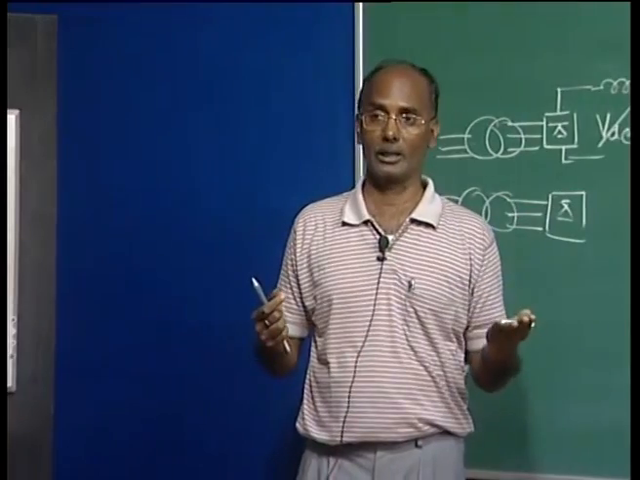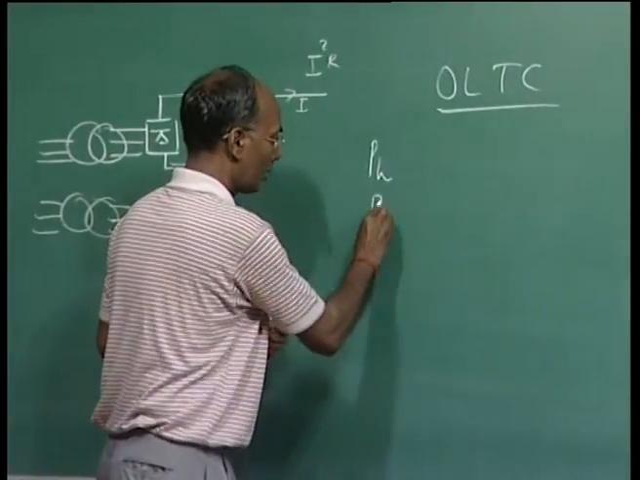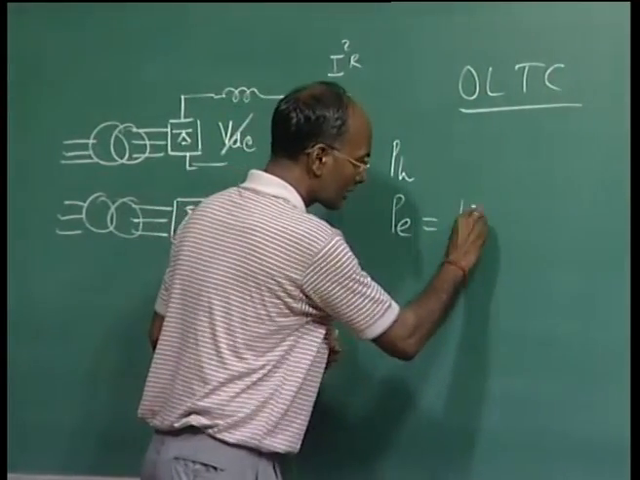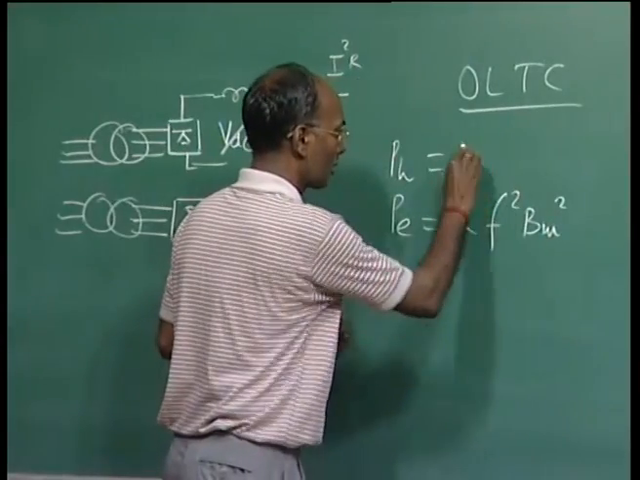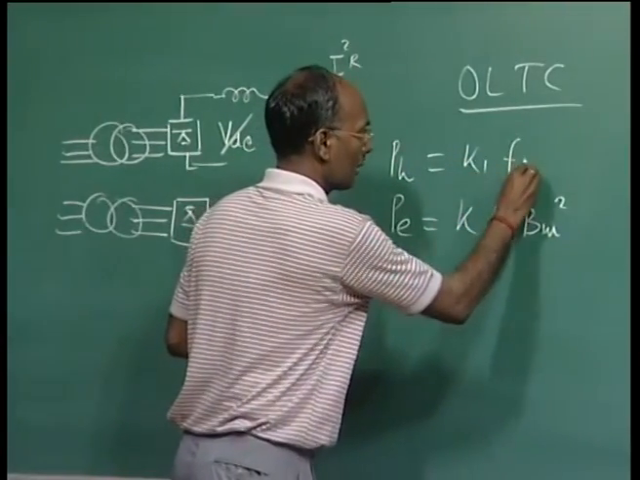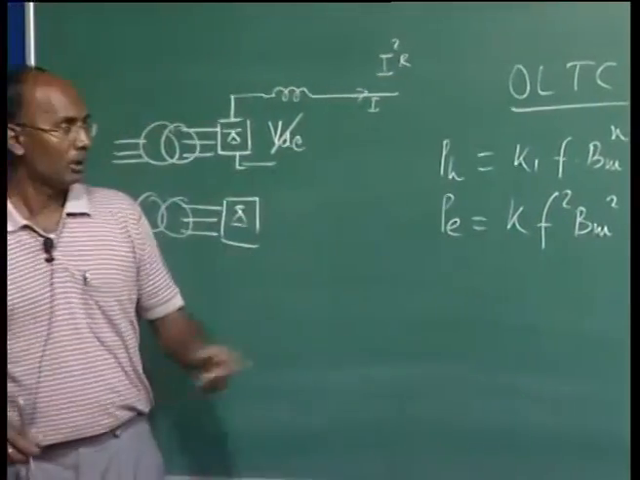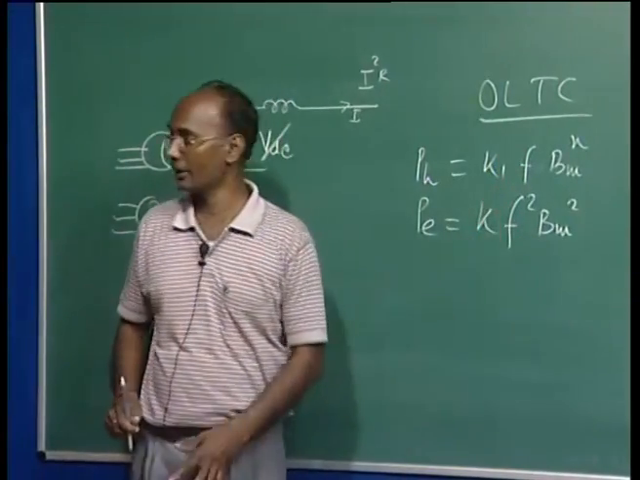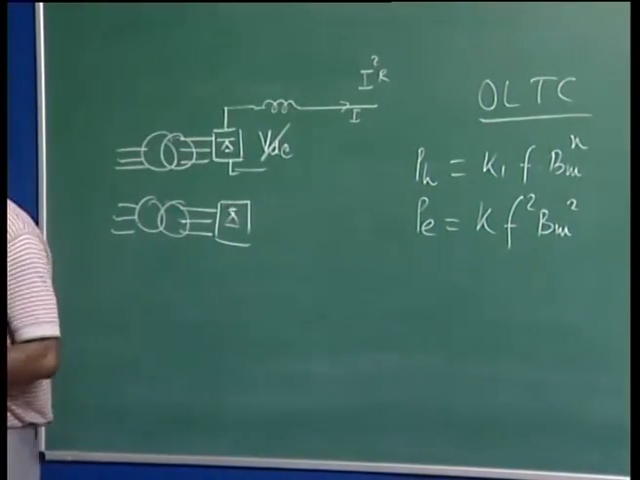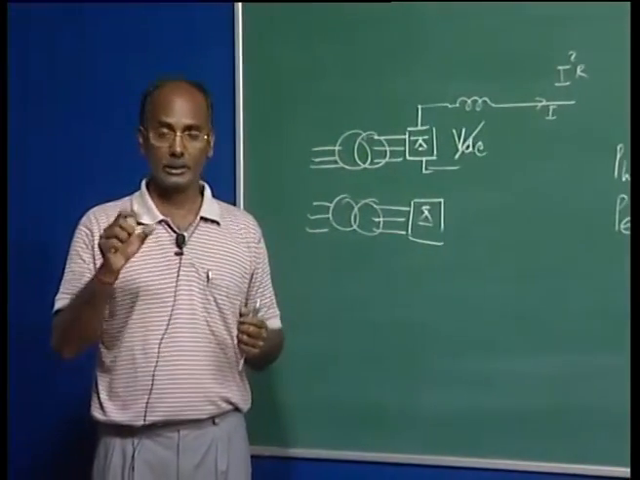So, you know the eddy current and core loss, the hysteresis and eddy current loss. The eddy current loss is some constant times f square B m square, and the hysteresis loss is K1 f B m to the power n, where n is normally 1.6. So, they are related to the frequency. If you go for more frequency, more harmonics are there, so more loss will be there. And with more loss, more heat dissipation is required, and there is a possibility of hot spots.